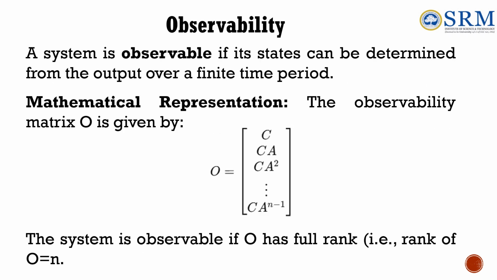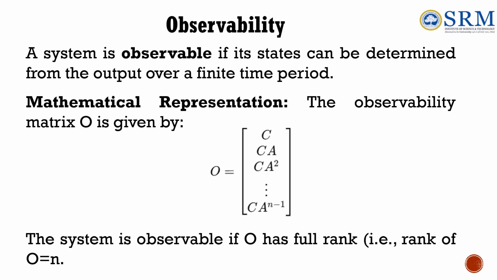Observability of a system. A system is observable if its states can be fully determined from the output measurements over a finite period of time. The mathematical representation for observability: the observability matrix O is constructed as C, CA, CA squared, and so on, up to CA to the n minus 1. The system is observable if the rank of the observability matrix O is equal to n, where n is the number of states.